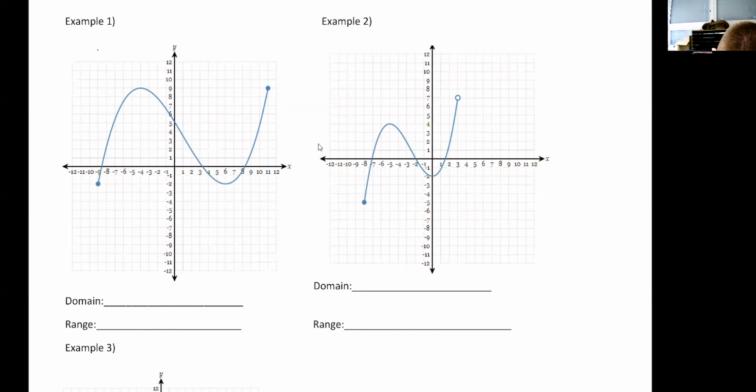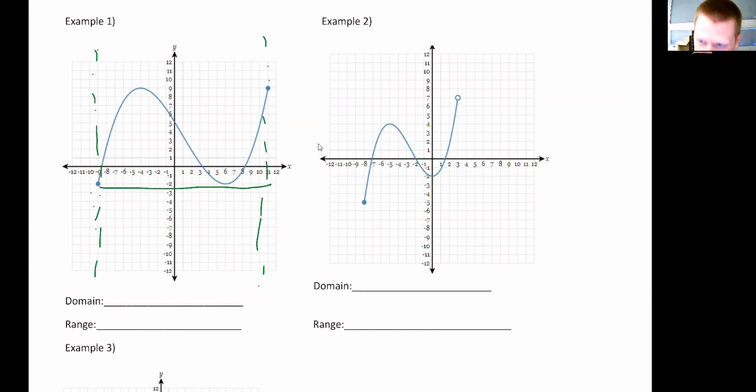But if you look, I draw a dotted line from the left end, and I draw a dotted line going through the right end. So my domain basically goes from -9 to 11. And then you want to ask yourself, are my ends included? If you look, both ends of this graph are closed circles.